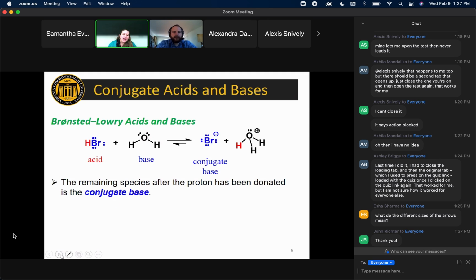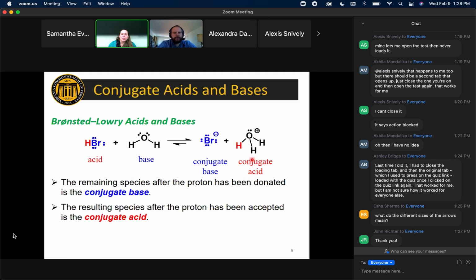Likewise, the base, after it accepts a proton, is going to have this extra proton on it, so it's going to become what's called a conjugate acid. One thing I want to take a moment to say here is that every acid-base reaction has to involve a proton transfer, and every single one of them is going to have two conjugate acid-base pairs. What I mean by that is that one pair is the acid HBr with its conjugate base Br minus, and the other is the base water with its conjugate acid H3O plus.